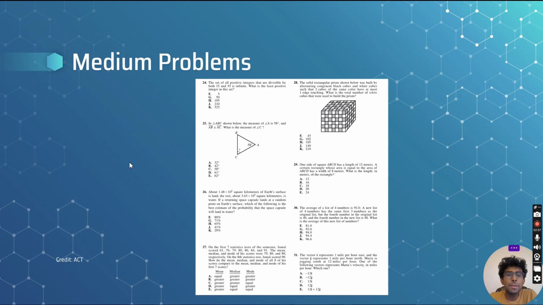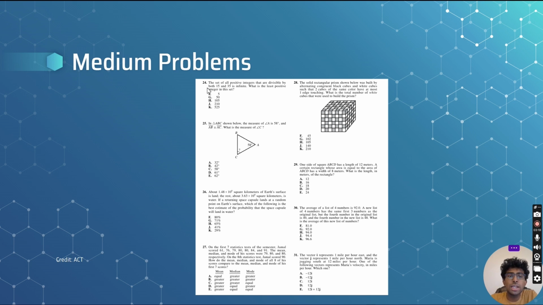All right, move on to the medium problems. These ones are a little bit more tricky. So like number 24, we're talking about the number of integers divided by 15 and 35 with the least positive integer in the set. That basically means we are dealing with least common multiple, because we're saying it's divisible by both 15 and 35. So remember how to do least common multiple.